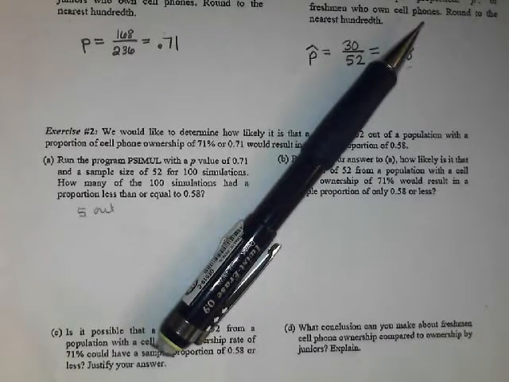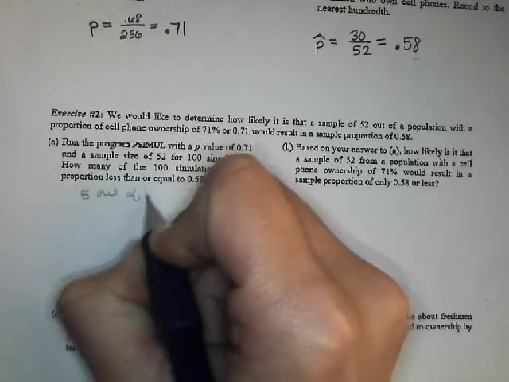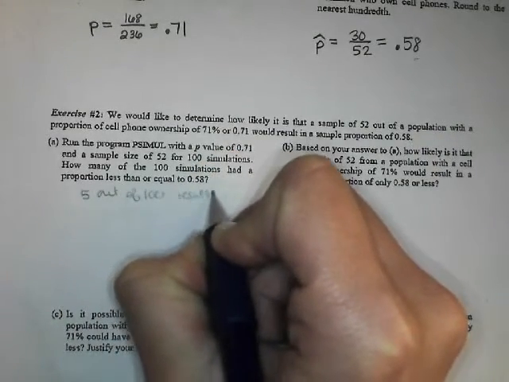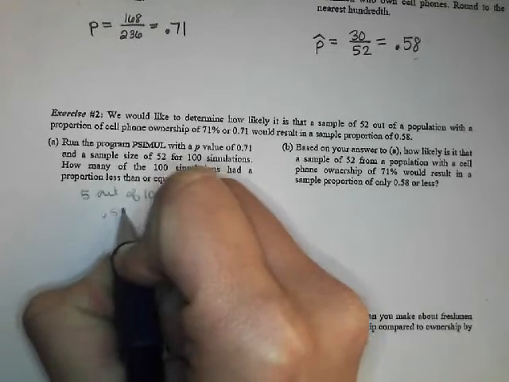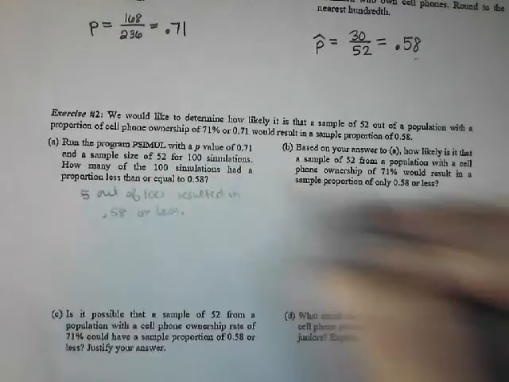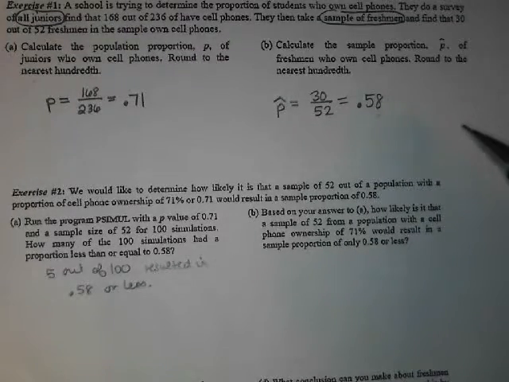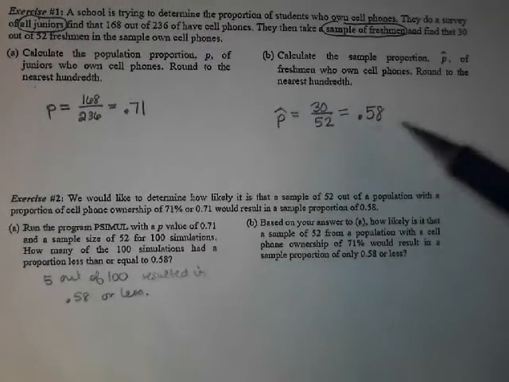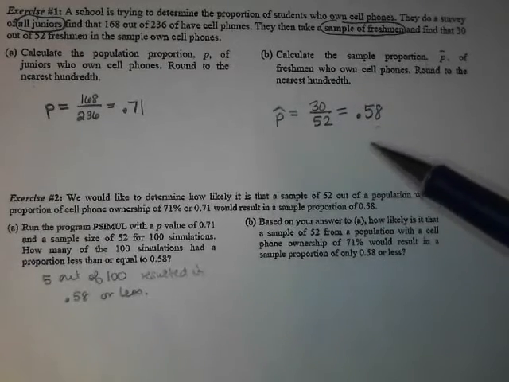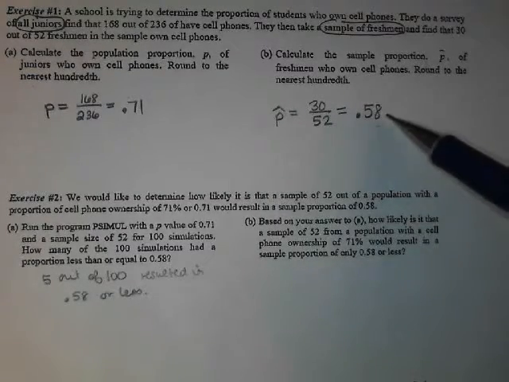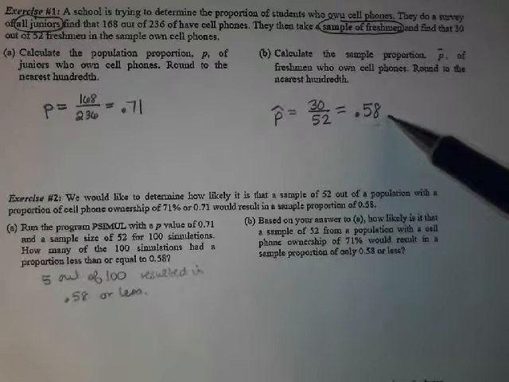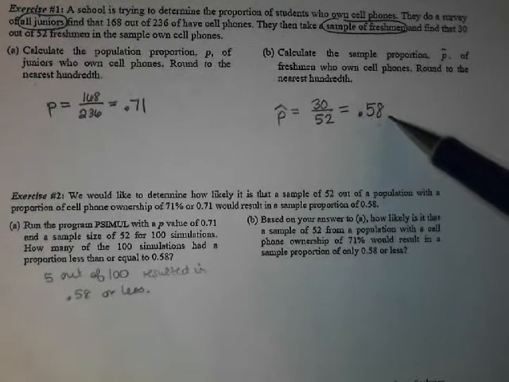Okay, so 5 out of 100 resulted in 0.58 or less. So, if, and again, this is a big if, the freshman population proportion was to be 71%, we would have had a 5% chance only of getting a sample that's that much lower.